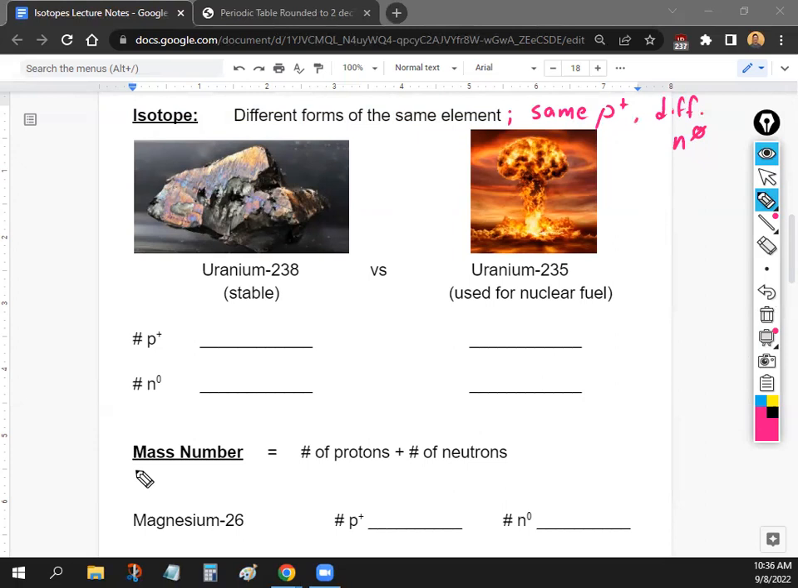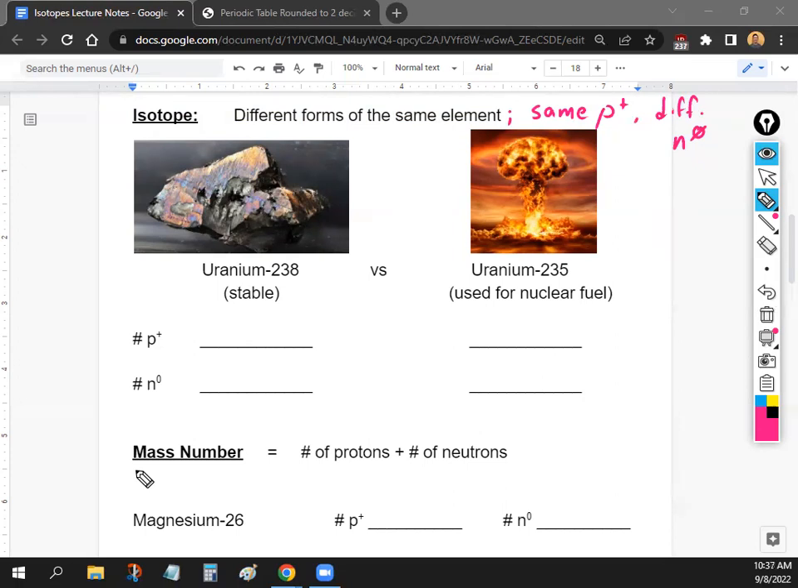Same number of protons, but a different number of neutrons. Okay, now you guys might be thinking that probably isn't going to make a big difference, right? Because it's still the same element. So I'll give kind of an extreme example to show you how just changing the number of neutrons by a little bit is going to have very different effects on the characteristics of that element or atom.